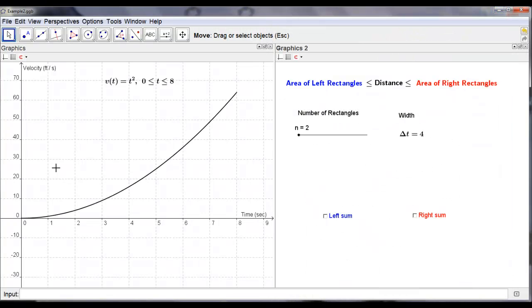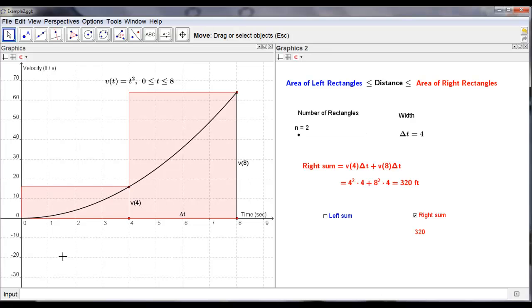We can, however, use rectangle areas, only this time we'll use them to approximate the distance. The graph shows the velocity function t squared over the time interval from 0 to 8. We're going to start our first approximation by breaking the time interval up into two pieces, each of width 4. We're then going to construct a rectangle over each subinterval. The width of each rectangle will be denoted by delta t, which is 4, and the height of each rectangle will be determined by the value of the function at the right endpoint of each subinterval. So the height of this first rectangle is the value of the function v of 4, and the height of the second rectangle is the value of the function v of 8.